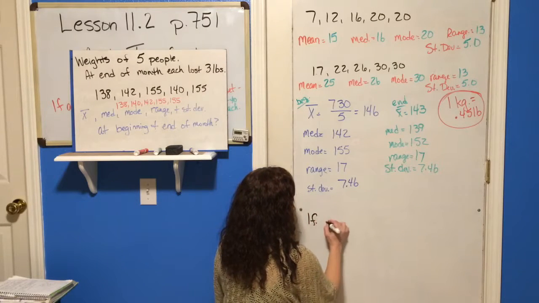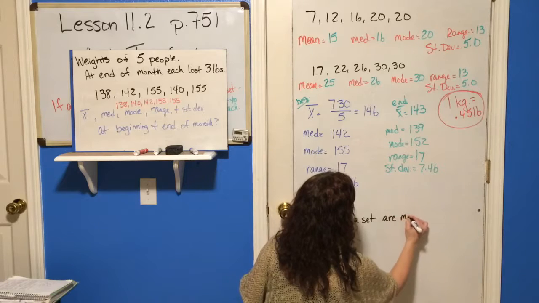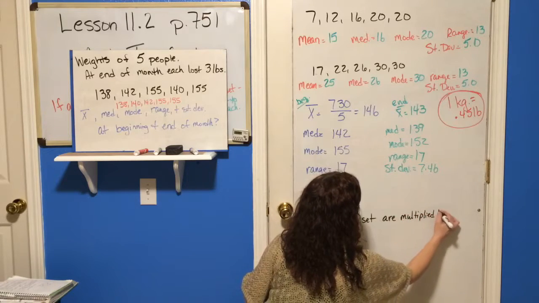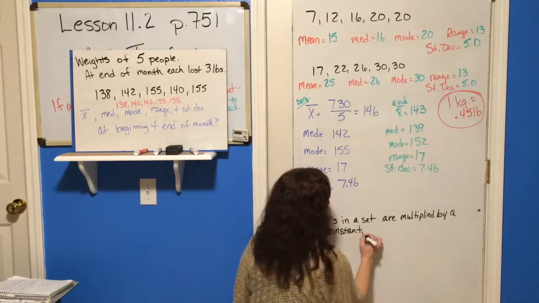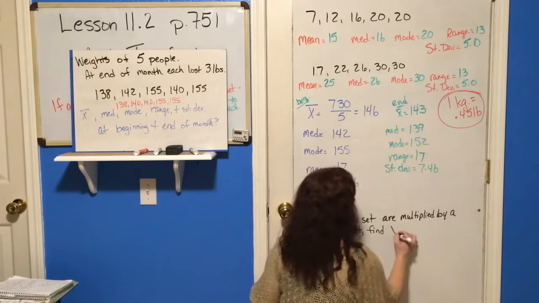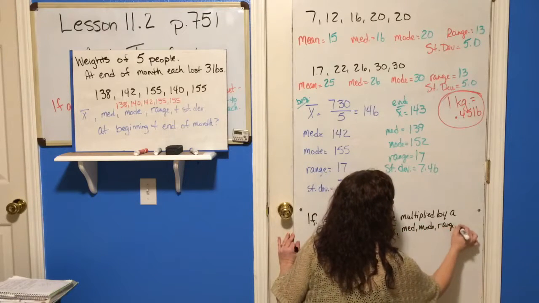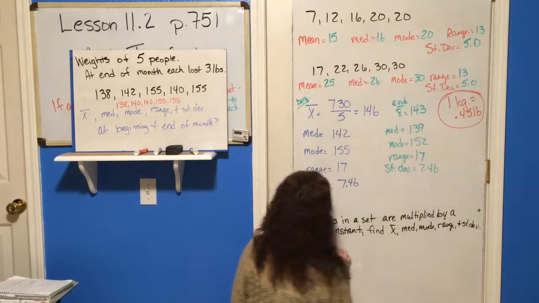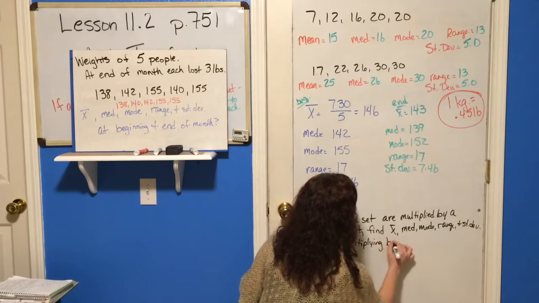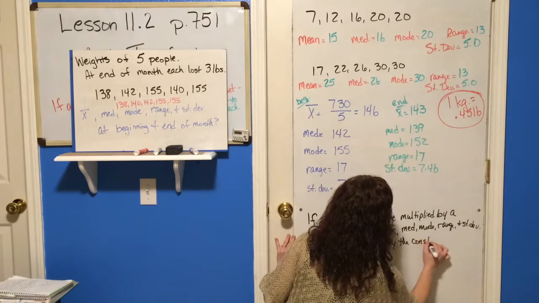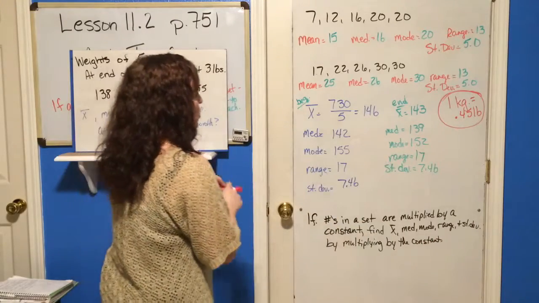If the numbers in a set are multiplied by a constant, find mean, median, mode, range and standard deviation by multiplying by the constant. All right, easy. So what you're going to do is grab your calculator and let's just do these real quick.